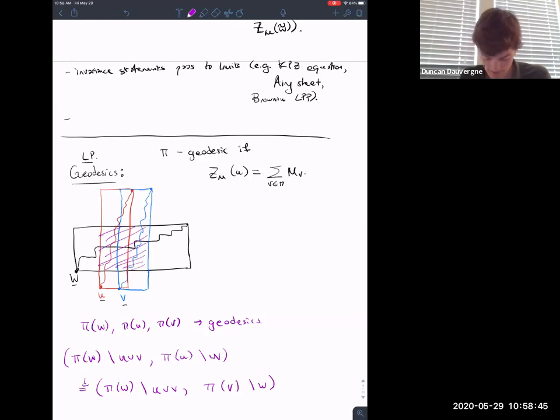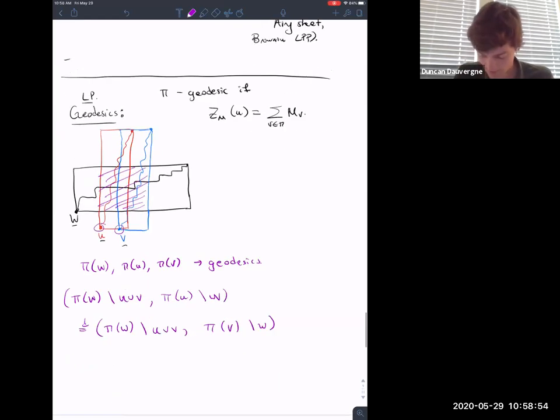So the one thing I should say when I write this joint distribution is I need to be a bit careful, because pi of U and pi of V don't start at the same exact place. They're starting at different points in the plane. To make this statement technically correct, I need to introduce a shift. So maybe I'll let T going from V back to U be the shift, which matches up pi of V with pi of U.